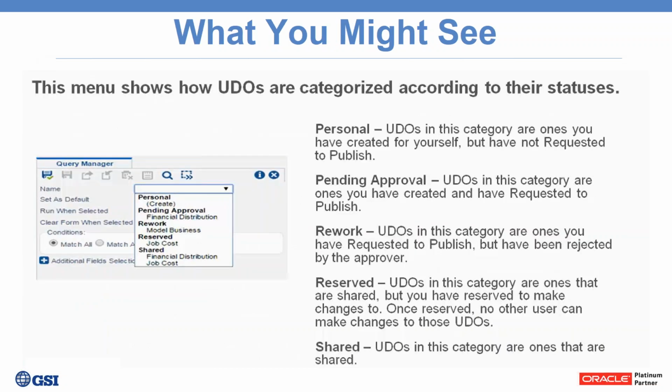So Tom, when I create mine, I'm going to see in a list the fact that I have my own personal ones to consume. If I've requested Brooke to get it, I'm going to see it as pending approval. If I checked it out, I'm going to see it as being reworked. Or if it's been rejected by the approver, it's going to be in reworked. And if I see reserved, those are the ones that I'm saying, hey, I want to make changes to them even though they're shared. And last but not least, the shared ones are ones that everybody can look at.